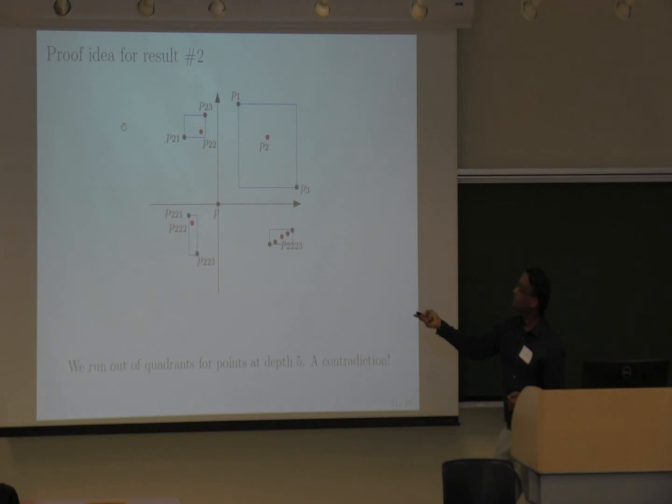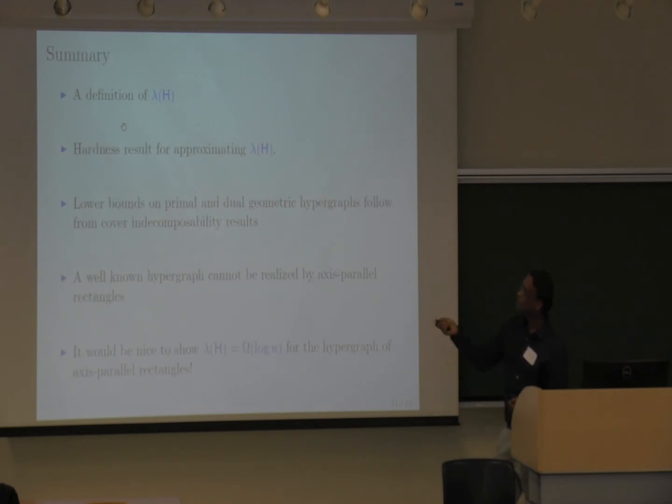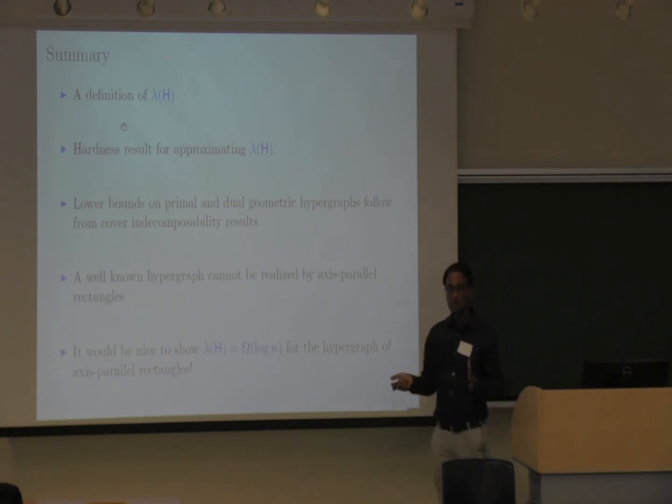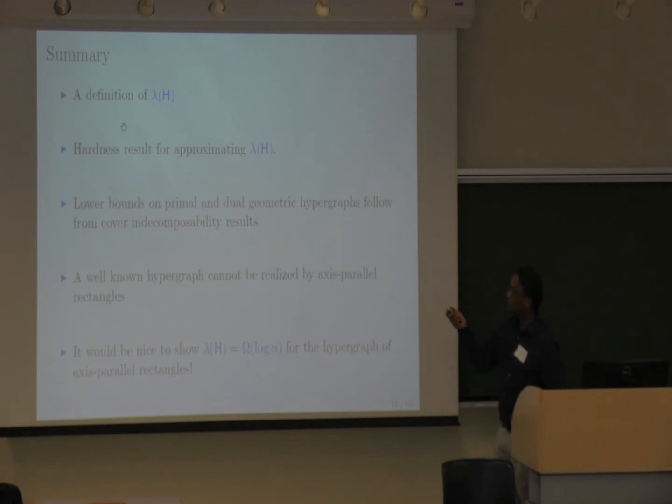And that's a contradiction. So I'm almost done here. So to summarize, we have a definition for lambda edge in this paper and a hardness result for approximating that. And you observe that there are some lower bounds which follow from known constructions in the cover indecomposability literature. And we showed that a well-known hypergraph, the tree one, cannot be realized by axis parallel rectangles, but it would be nice to show that lambda edge is log n. This is, as far as I know, still open for the hypergraph of axis parallel rectangles.